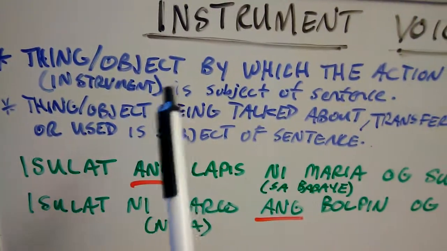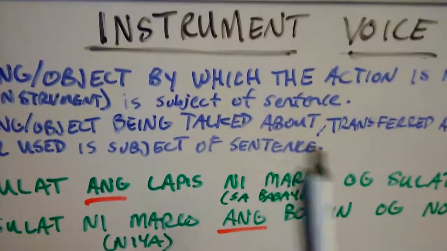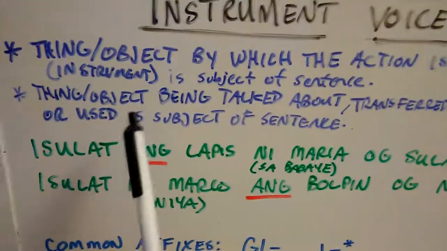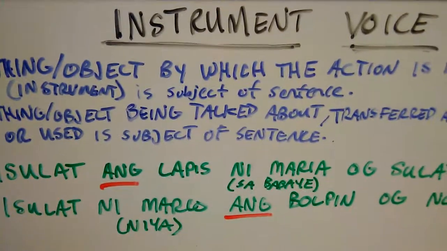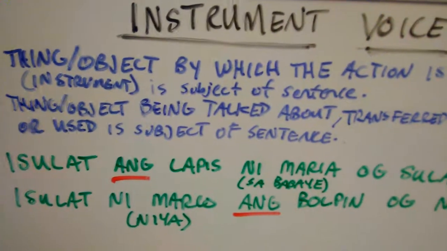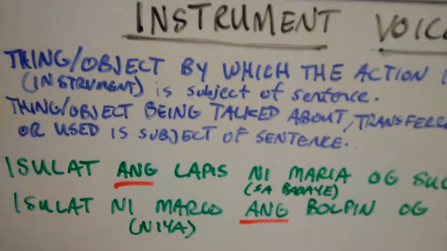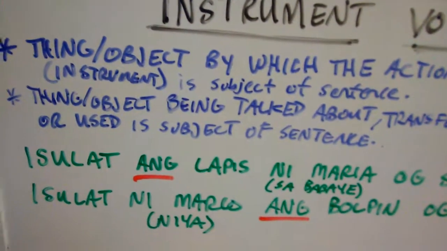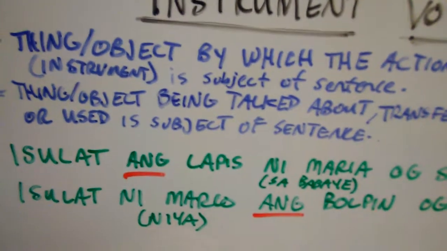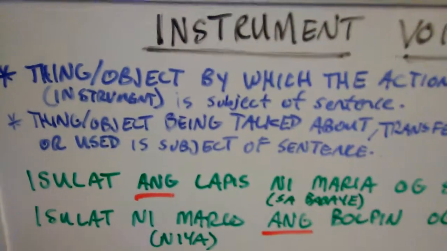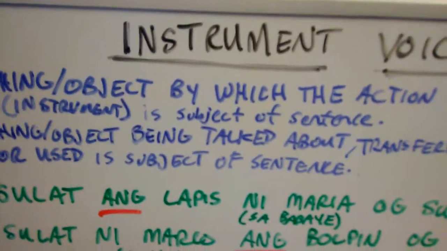So a thing or an object by which the action is performed, aka the instrument, is the subject of the sentence. So we're looking at the thing or object as the subject of the sentence. And remember, to make something the focus or the subject of the sentence, you have to make sure that you're marking it with the ang focus marker. And you're going to be using the ang focus marker in that sense, and I'll show you in the bottom.